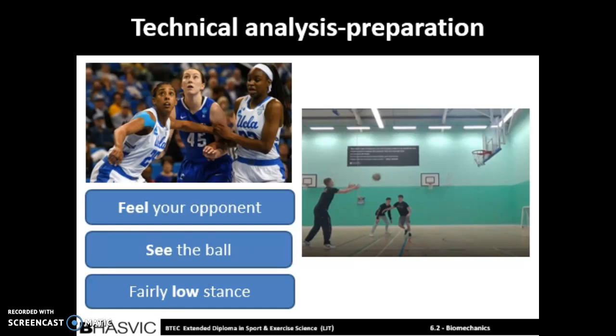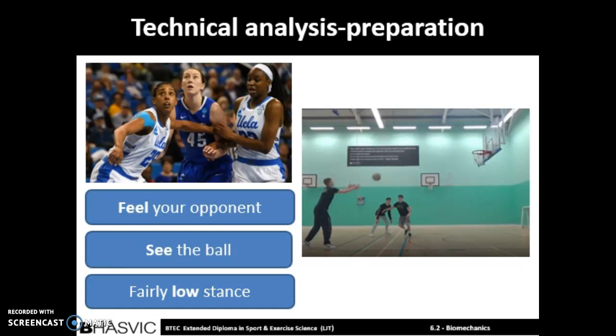You must feel your opponent so that you know where they are and they don't get in front of you, as this would give them an advantage. Secondly, you should see the ball so that you can anticipate what direction the ball is going to bounce and therefore know if you need to push your opponent further back. Finally, you must keep a low stance so that you have a good balance so that your opponent cannot easily get in front of you or move you forward.